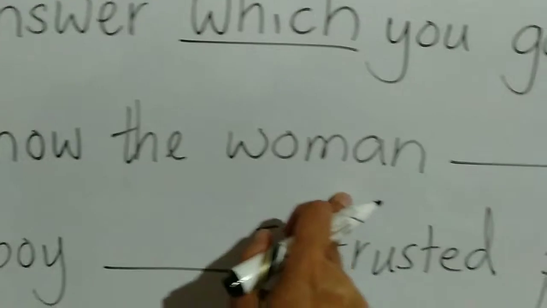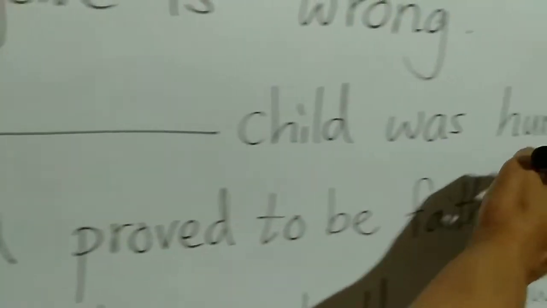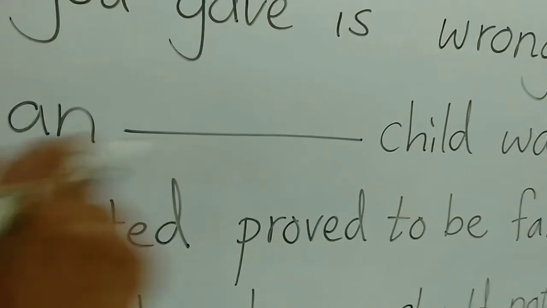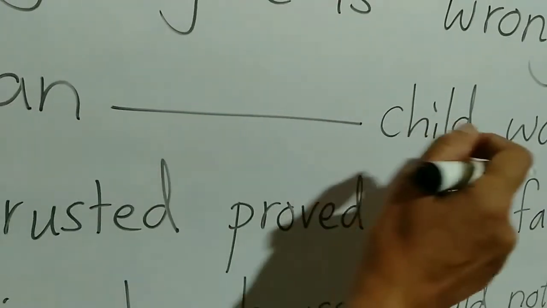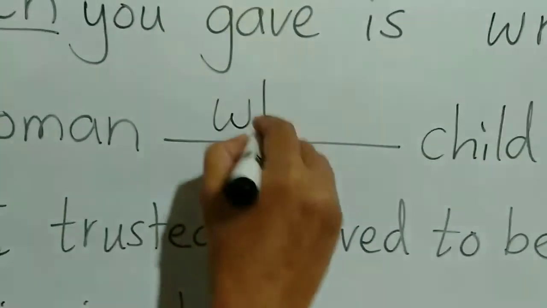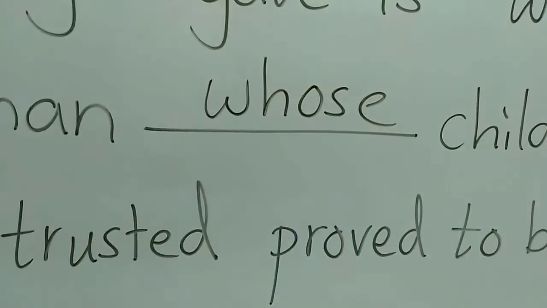I know the woman whose child was hurt. Whose child? Then the woman's child. Then what is the relative pronoun? Possessive. You remember the possessive case? Whose.